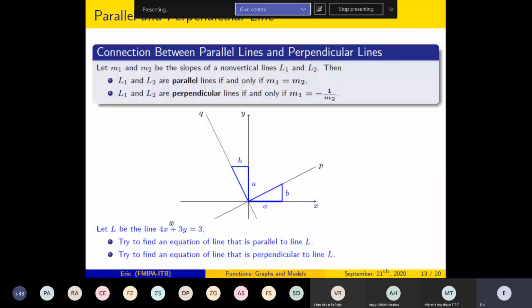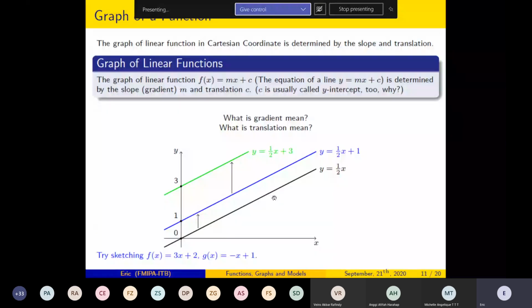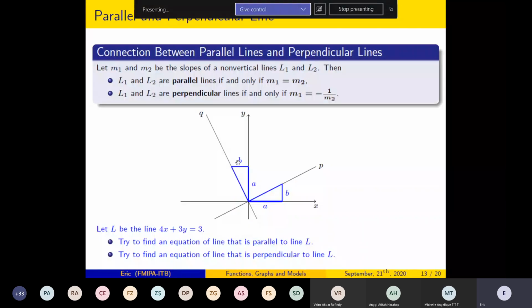If no question, I am going to look at the connection between parallel lines and perpendicular lines. Parallel lines, you know. If I have this one, this is a parallel line. What can you conclude for parallel lines? The slope is always the same, because it's just a translation along the y-axis. So M1 should equal M2.